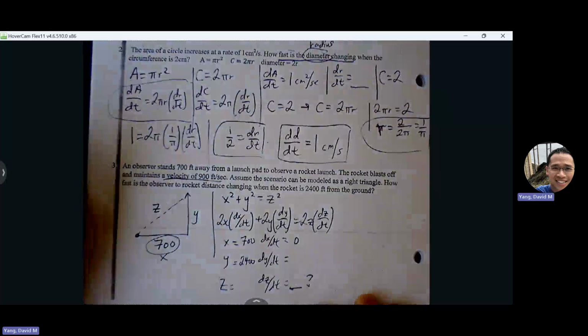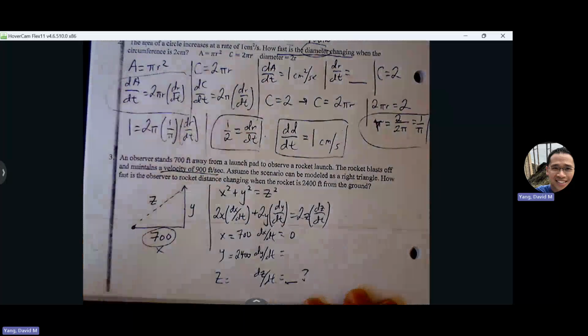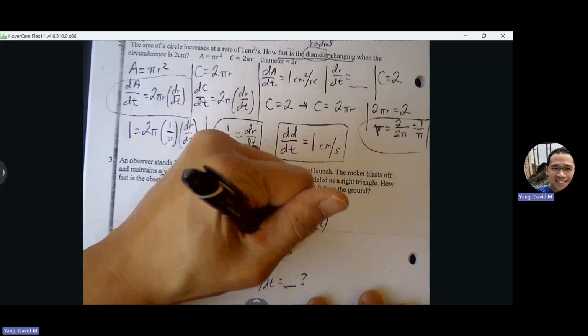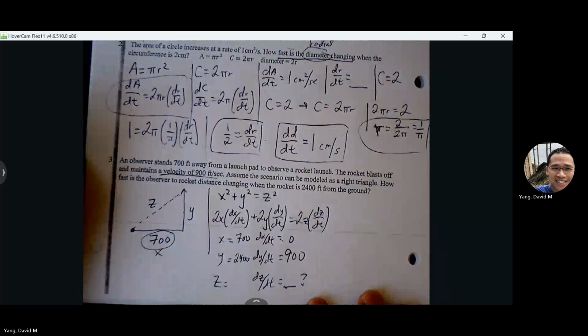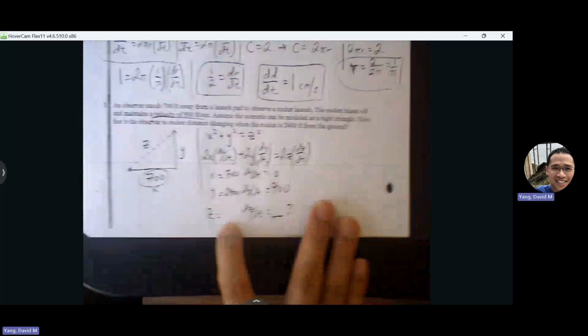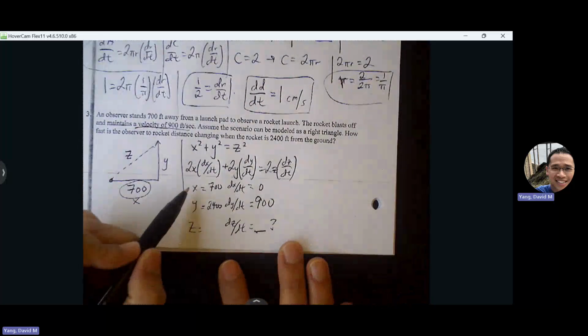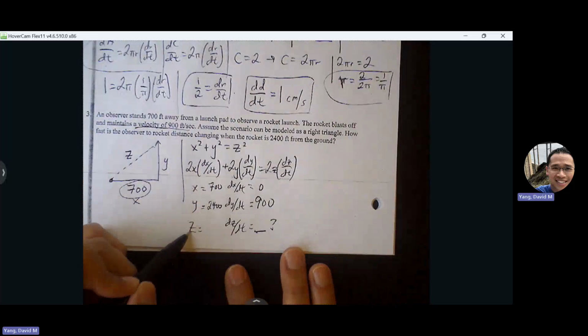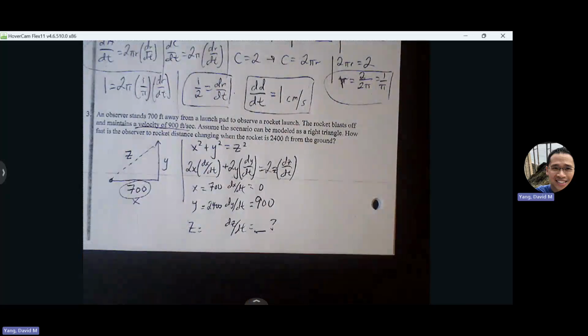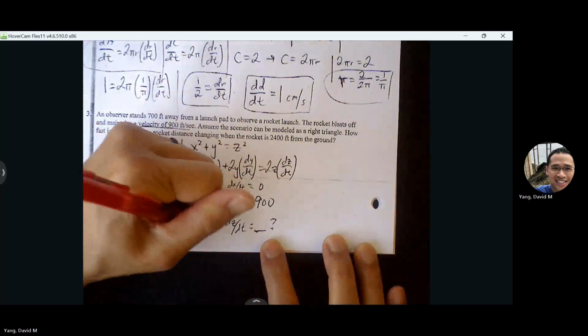The velocity is 900 feet per second. That's going to be the speed of the rocket, so 900 feet per second. And then we're not told what z is, but how can we find z on our own? Yeah, Pythagorean theorem. a squared plus b squared equals c squared. We just use our calculator to get that value, and that value ends up being 2,500.